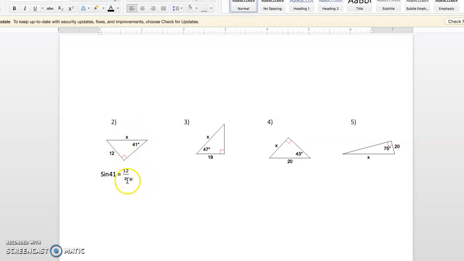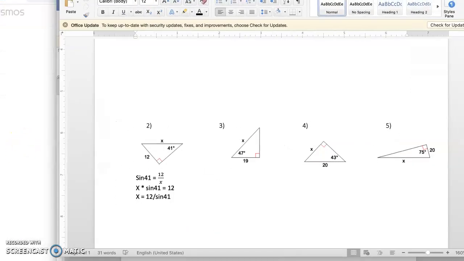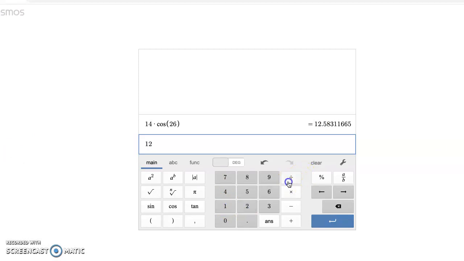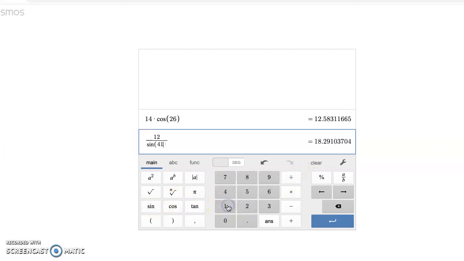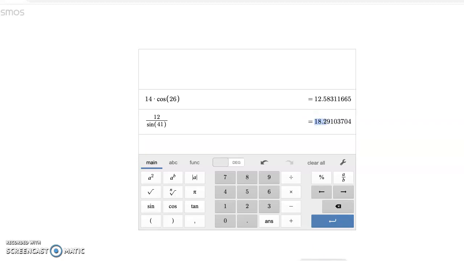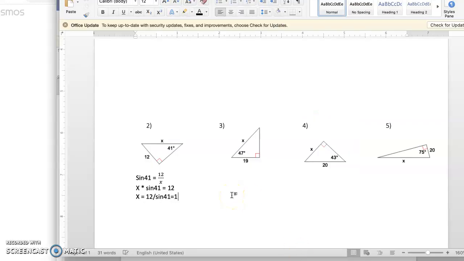However, when we cross multiply this time, we have x times the sine of 41 is equal to 12. And then to get x by itself, we have to divide both sides by the sine of 41. So x would be equal to 12 divided by the sine of 41. And we take out our calculators, and we would say 12 divided by the sine of 41 is equal to about 18.3 for that x leg length. Now in the next examples, I'm just going to copy and paste the work and delete stuff out.